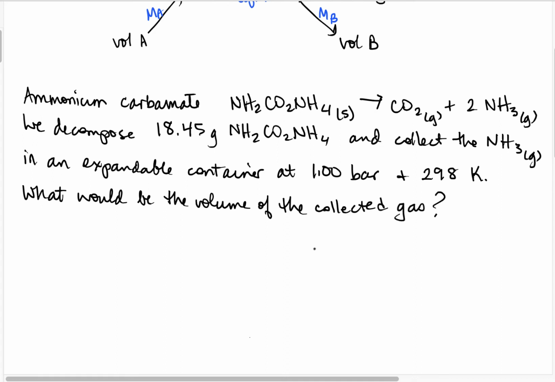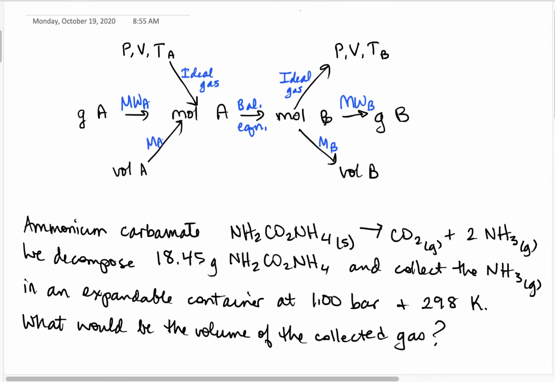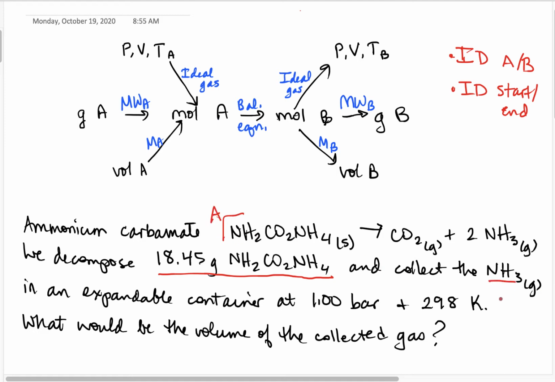So let's think about our process here. Like any of our problems, we are going to do our process of identifying our A and B and identifying our start and our end. Okay, so the A is always the thing that we know about, and the B is the thing that we're going to ask about. So since we know what quantity of ammonium carbamate we have, that means that the ammonium carbamate is our A. And we are collecting the ammonia gas, and so that is our B.